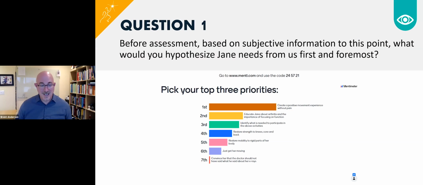We can already see some interesting answers here, and they all have a place, don't they? It's not that any of them are wrong, this is just our ability to look and see what we actually think, right? So the first one that got the most interest was to create a positive movement experience without pain.